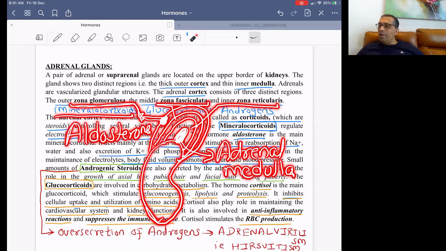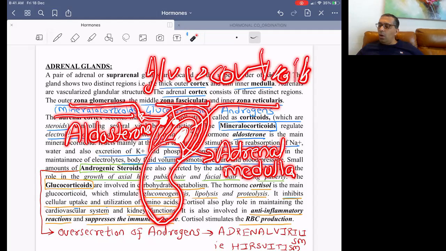The middle zona fasciculata gives out glucocorticoids, in other words, cortisol. And the inner zona reticularis gives out androgen.